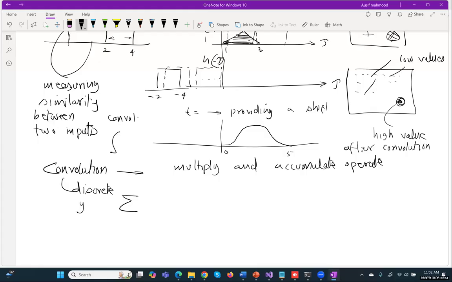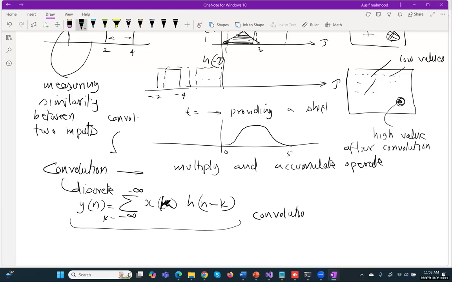So our output looks something like this. y of n equal to, for example, the sum of x of k and h of n minus k. So it's the same thing, but from k equal to minus infinity to infinity. So this is the formula for convolution in the one-dimensional discrete domain.